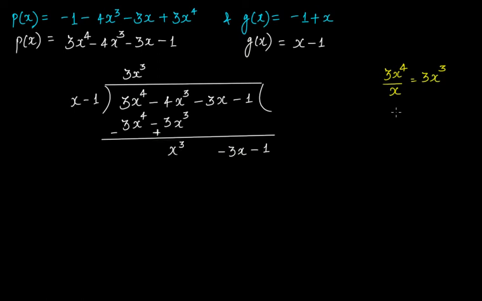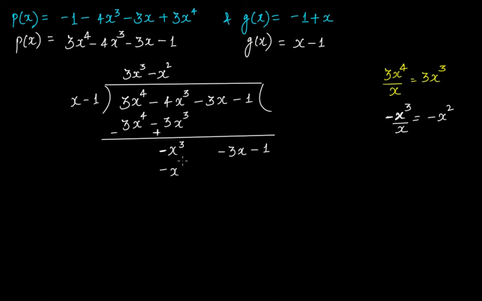Okay, now this is the new dividend. Now x cubed and the first term of this divisor, that is x, gives you x squared. Sorry, this will be minus x cubed, because minus 4x cubed plus 3x cubed means minus x cubed. So this is minus x cubed, and here you'll get minus x squared. Now the second term of the quotient is minus x squared.